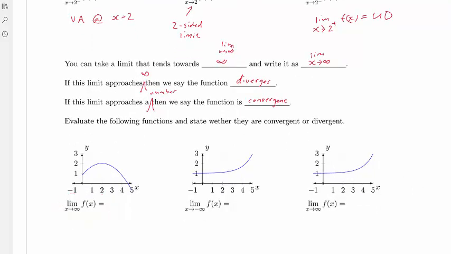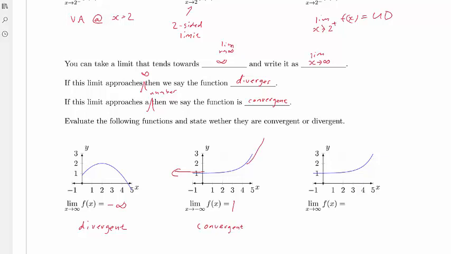All right, this one. The limit as x goes to infinity, well, you can see that it is shooting downwards, plunging towards negative infinity. So we would say it is divergent. Okay. Here, limit as x goes to infinity, well, we're going way out this direction. Certainly looks like it's approaching 1, so we'll say 1. So we say that it is convergent.